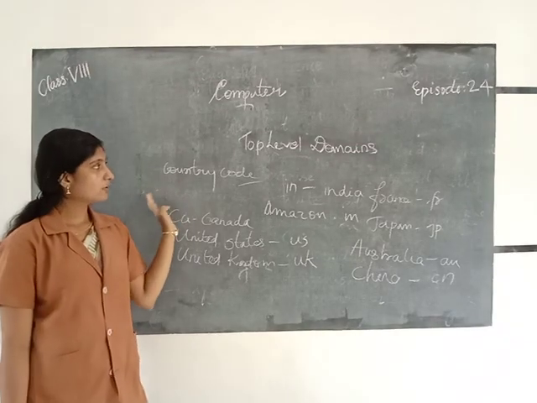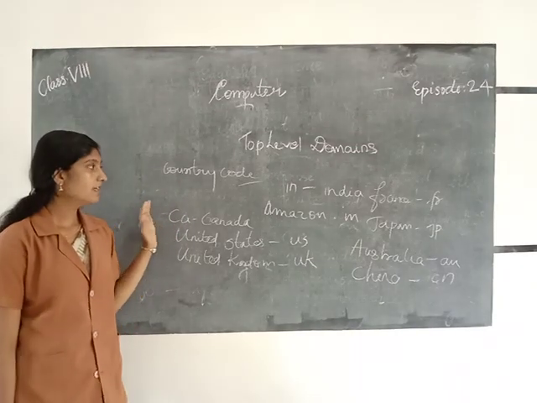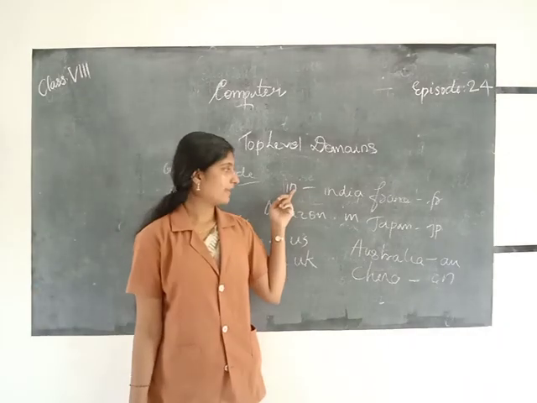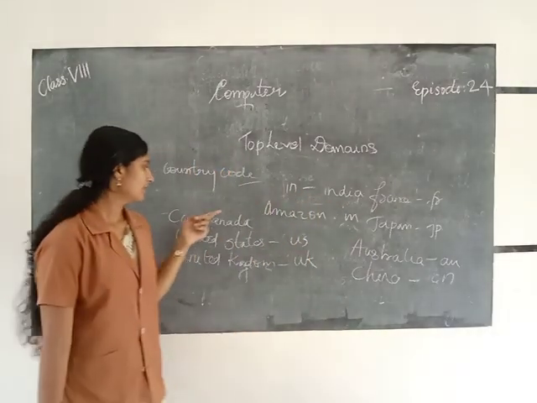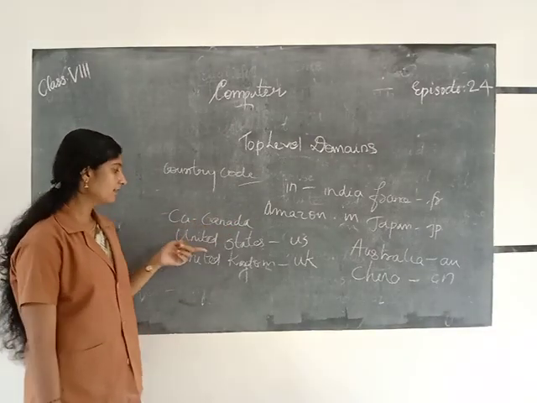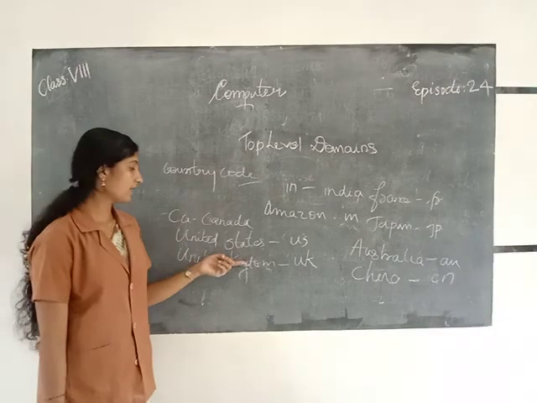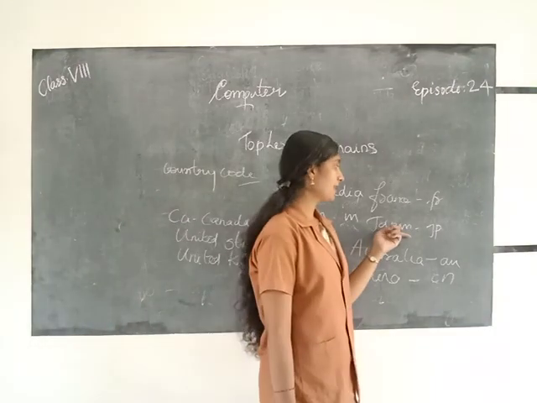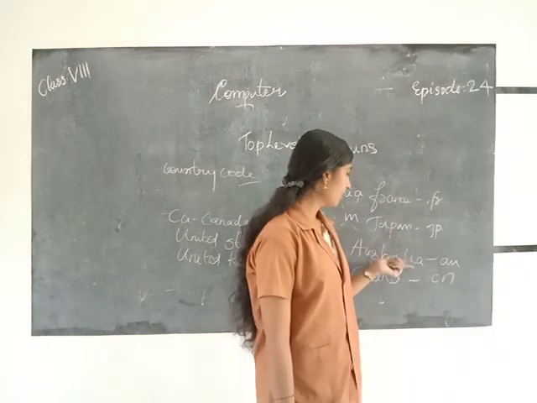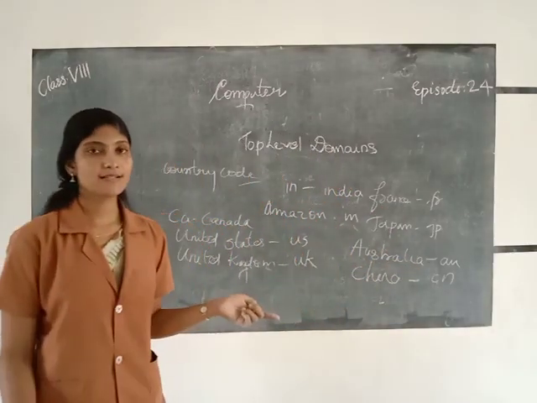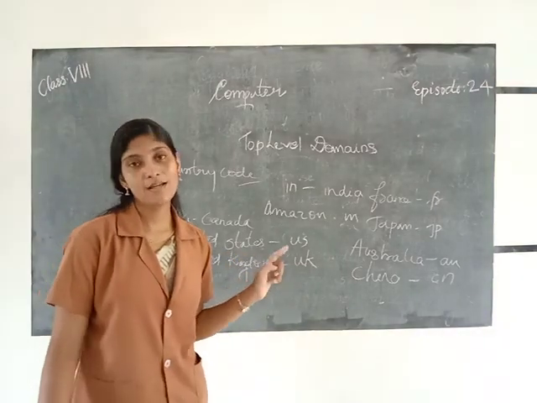So that is the top level domains in country code. Different types of country codes are there. First one IN for India, then CA, Canada. United States, US. United Kingdom, UK. Japan, JP. France, FR. Australia, AU. And China, CN. So these are the country codes which are included in a URL.